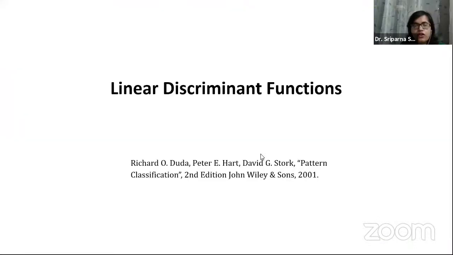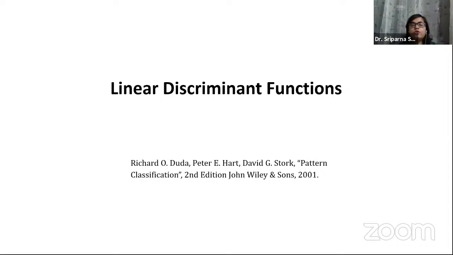For this, you can follow this book, from where this lecture has been taken. This is the reference material for this lecture, that is, the linear discriminant function. Why is it linear, why is it discriminant, and why is it a function? Basically, it is a type of function by which discrimination is done in the linear concept.